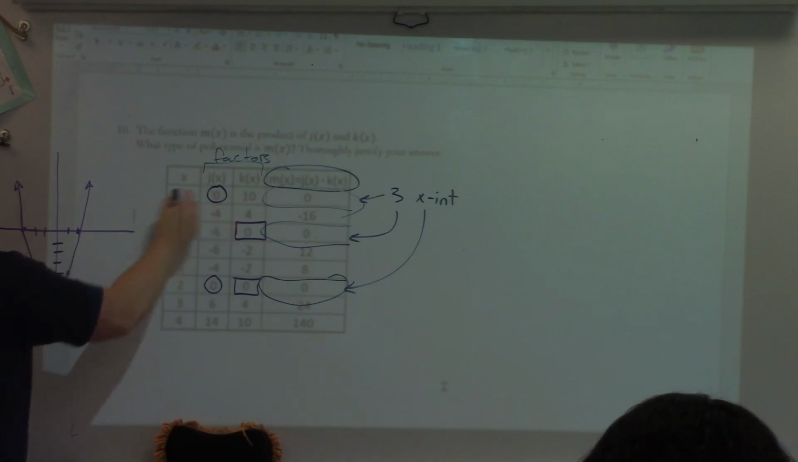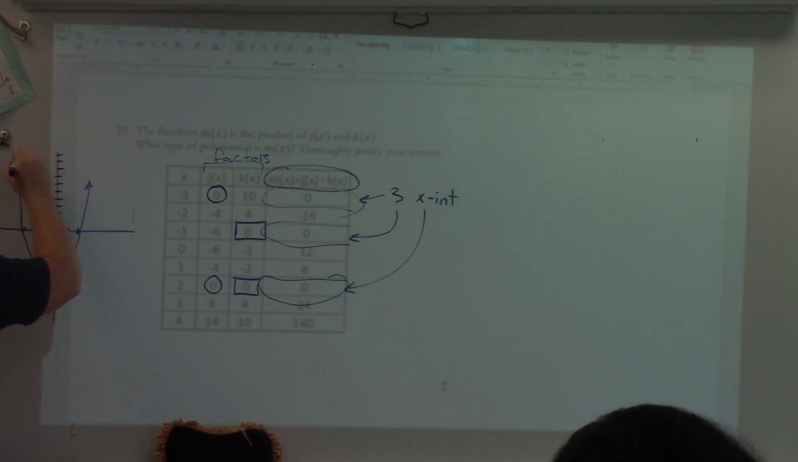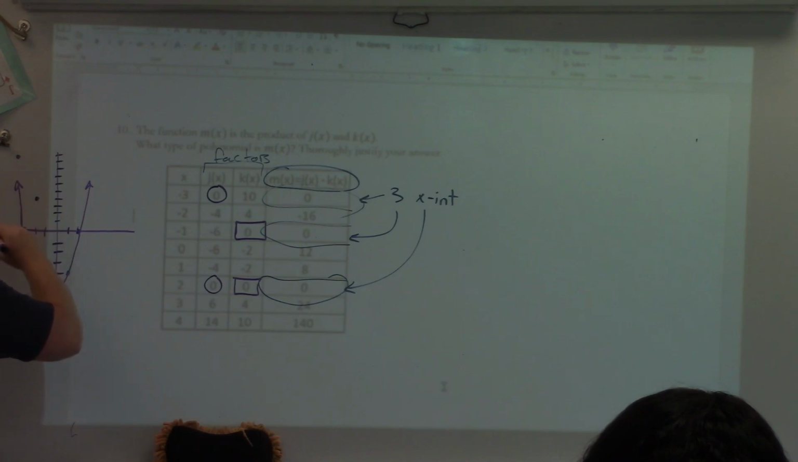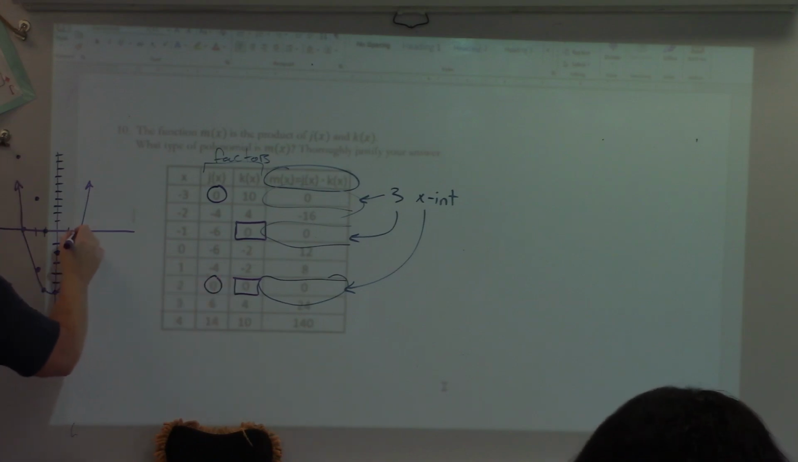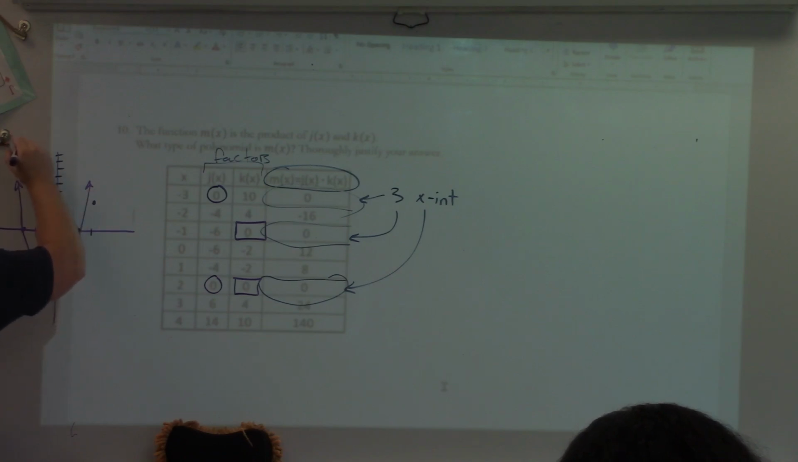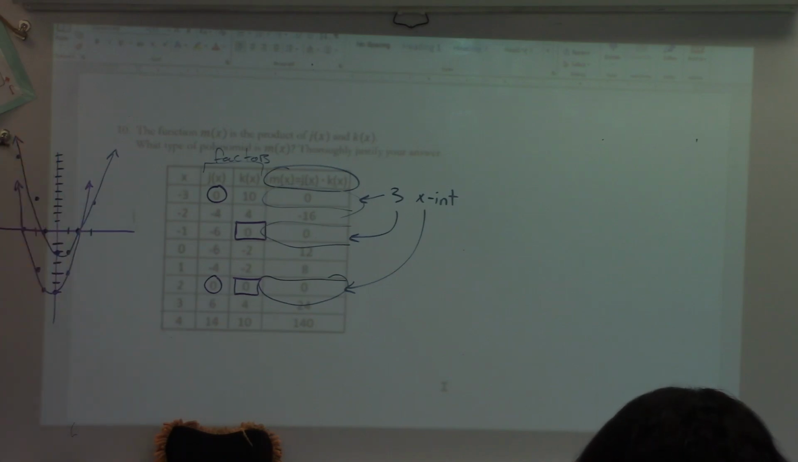Cool. -3, 10. 1, 2, 3, 4, 5, 6, 7, 8, 9, 10. -3, 10. -2, 4. -1, 0. 0, -2. 1, -2. 2, 0. 3, 4. So, that's a little off, but it'll be fine. So first off, how many zeros do each of the, or how many zeros are there total for the factors?